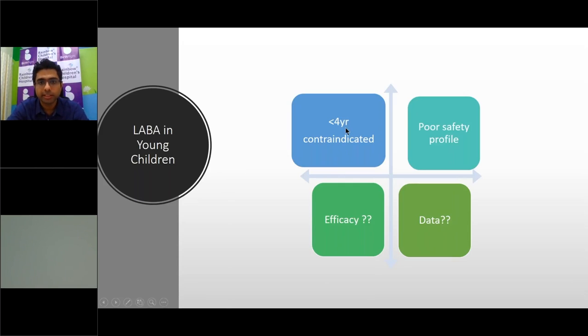Less than 4 years, LABA is contraindicated because there is a poor safety profile. It has been associated with tachyphylaxis, increased utilization of the beta adrenergic receptors. Efficacy is doubtful and data is lacking. So beyond 4 years, you are justified in using LABA. Less than 4 years, LABA is contraindicated. This is the take-home message from this slide.